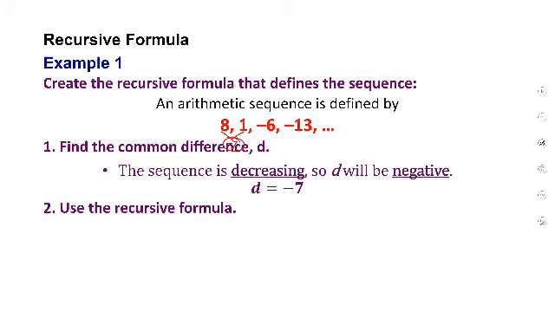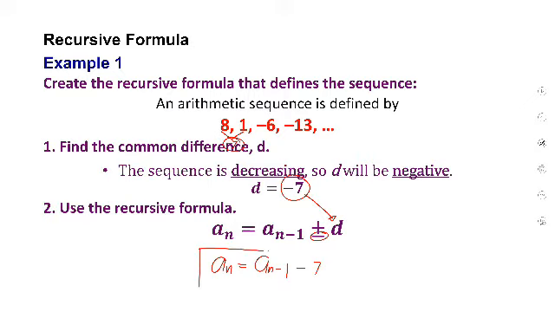After that, we will use the recursive formula. The recursive formula is defined by a sub n is equal to a sub n minus 1 plus or minus d. In order for you to write the recursive formula of the given sequence, you just have to plug in the value of the common difference to the d in the formula. So if we write our recursive formula for the given sequence, we have a sub n is equal to a sub n minus 1 plus or minus d. Now, since d is negative, we will just be using the minus symbol. And d is equal to negative 7, so minus 7. So this is now the recursive formula that defines the given arithmetic sequence 8, 1, negative 6, and negative 13.